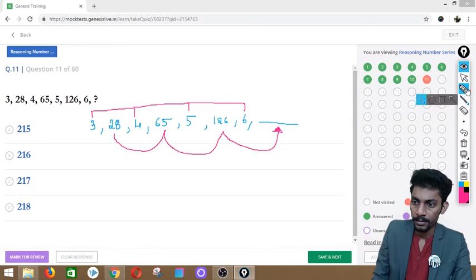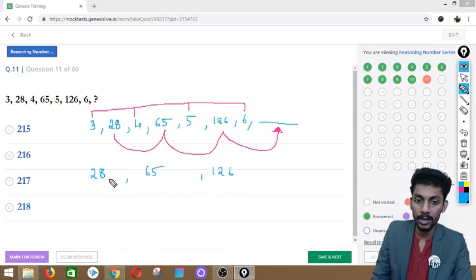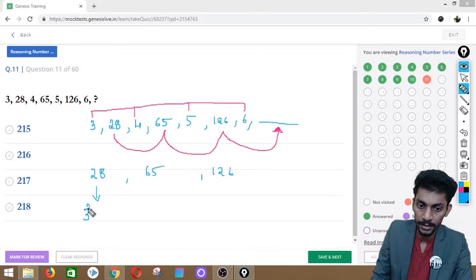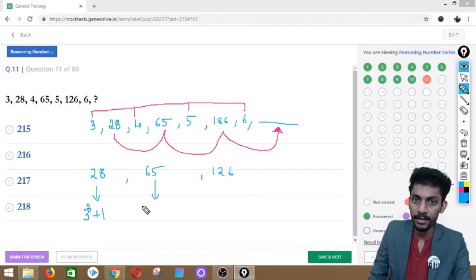So, if you see these numbers, 28, 65 and 126, one thing common here is 28 is very close to a cube, 3 cube. What is 3 cube? 3 cube is 27, plus 1 gives us 28. What is 65? 65 is close to one more cube, that is 4 cube. What is 4 cube? 64 plus 1. So next one, 126 is close to which cube? 5 cube. 5 cube is 125 plus 1.